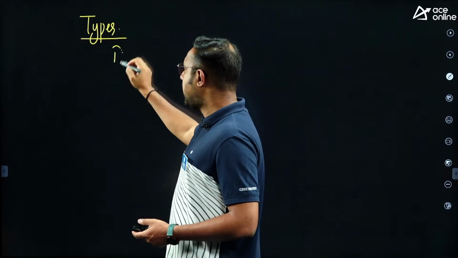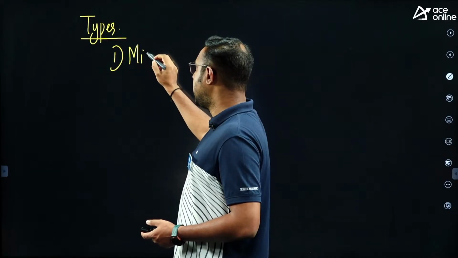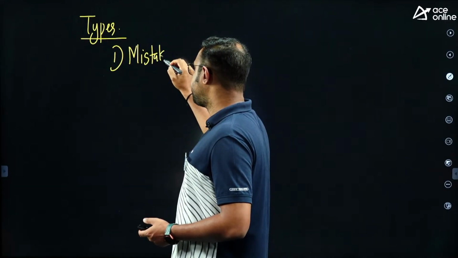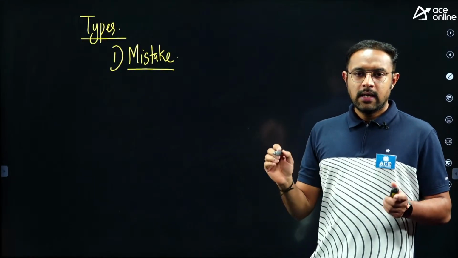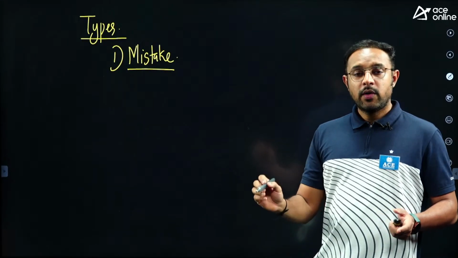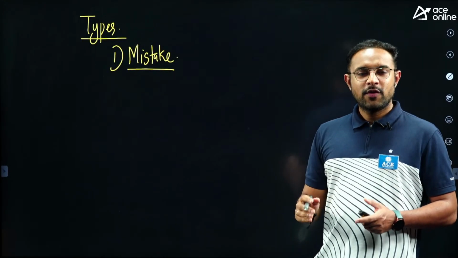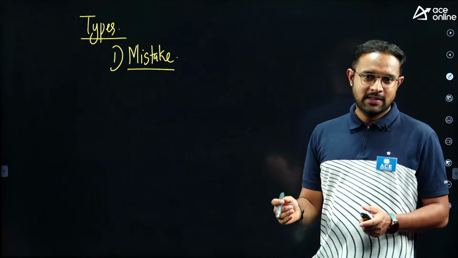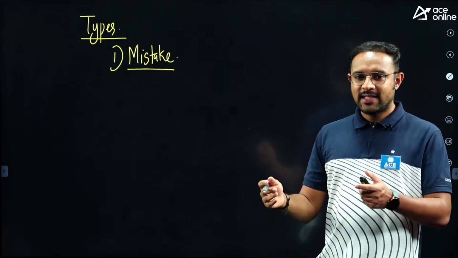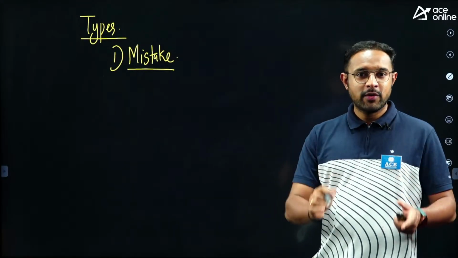Coming to the type of errors, the first type of error is what we call a mistake. So what do you mean by mistake? Let us understand when mistakes come. Generally, mistakes come when you are having confusion. If you are not really clear what you are doing in the field, you are bound to make mistakes.